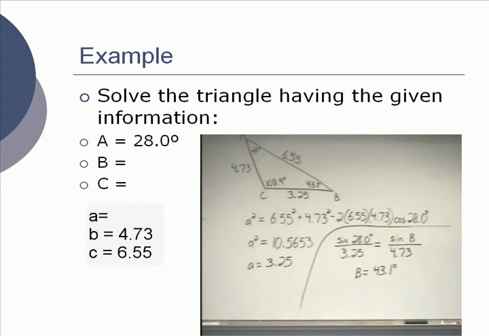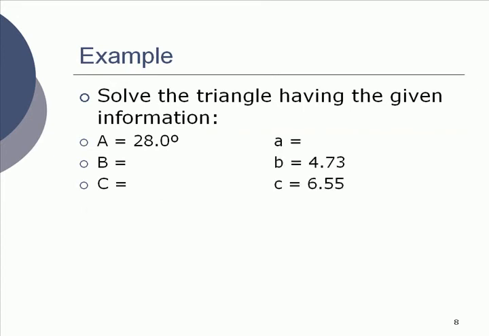What I'd like you to do now is just sit back, get comfortable, put your pencil down. I'm going to give you a few triangles. And all I want you to do is decide which of the 6 cases we're given. Are we given angle, angle, angle, side, side, side, angle, side, side, side, angle, side, and so forth? Based on that, which law would you use to get started solving it? Law of sines or law of cosines?